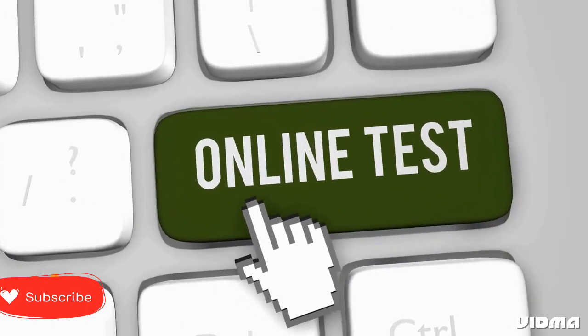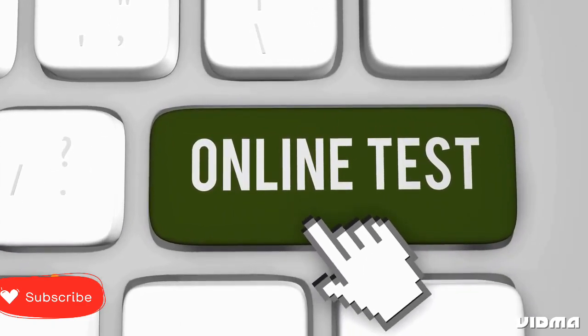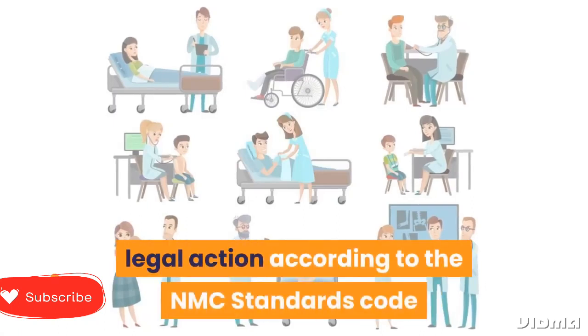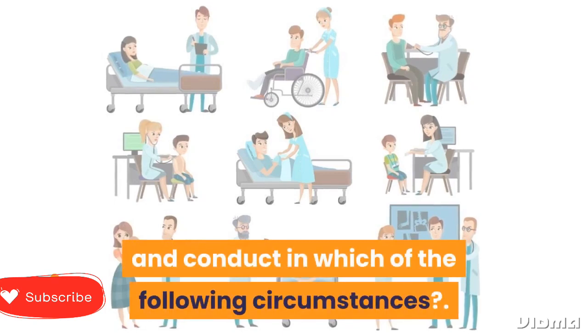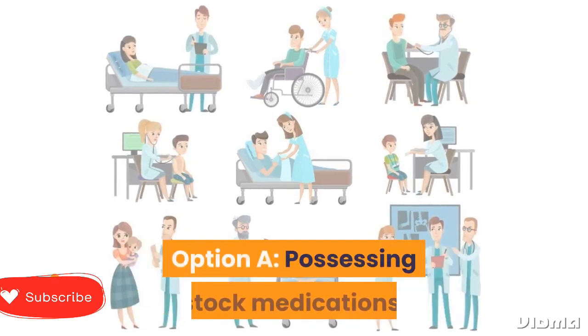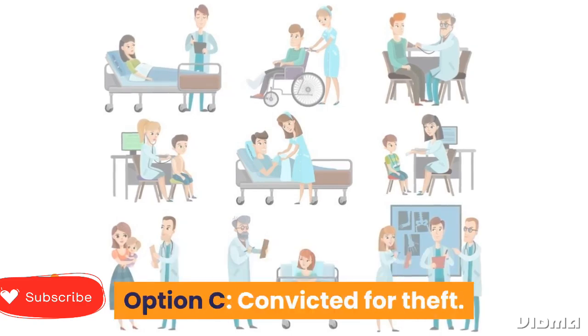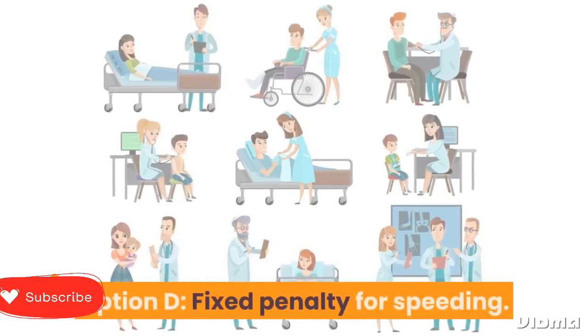Question 12. A registered nurse is exempted from legal action according to the NMC Standards Code and Conduct in which of the following circumstances? Option A, possessing stock medications. Option B, convicted for fraud. Option C, convicted for theft. Option D, fixed penalty for speeding.